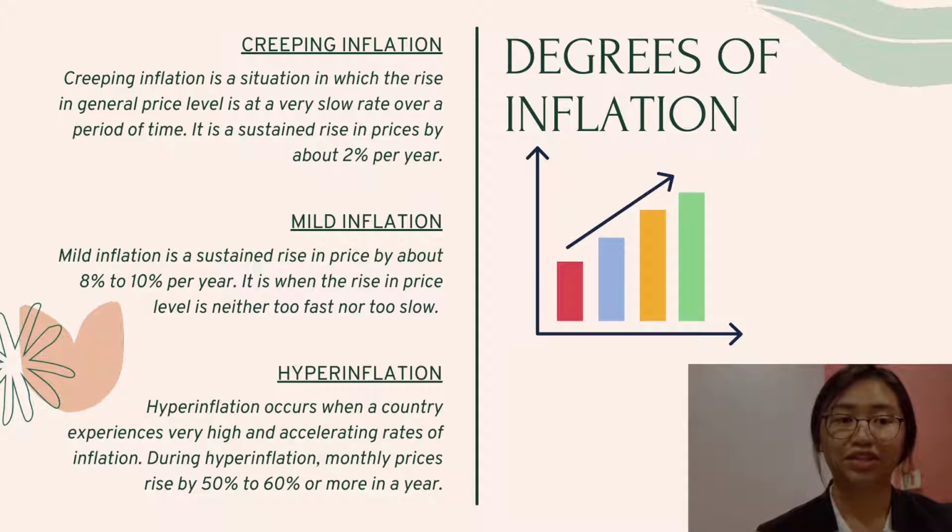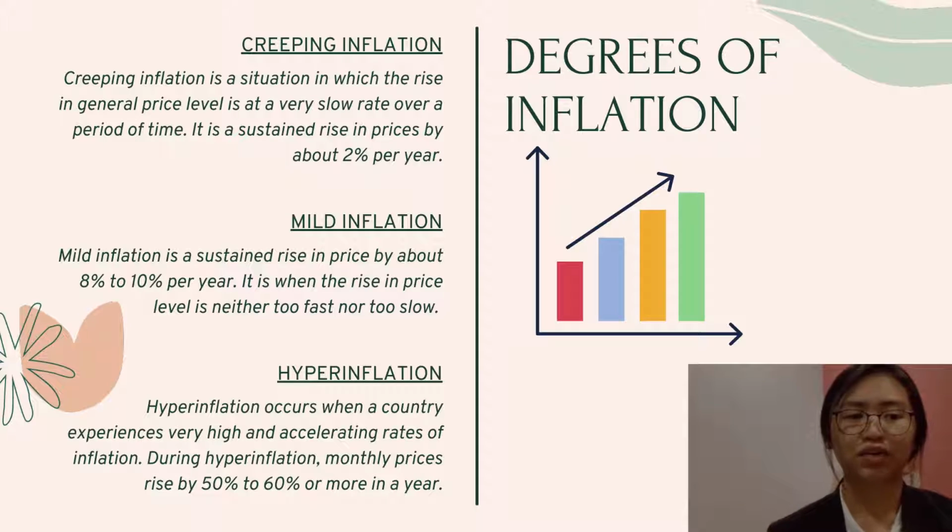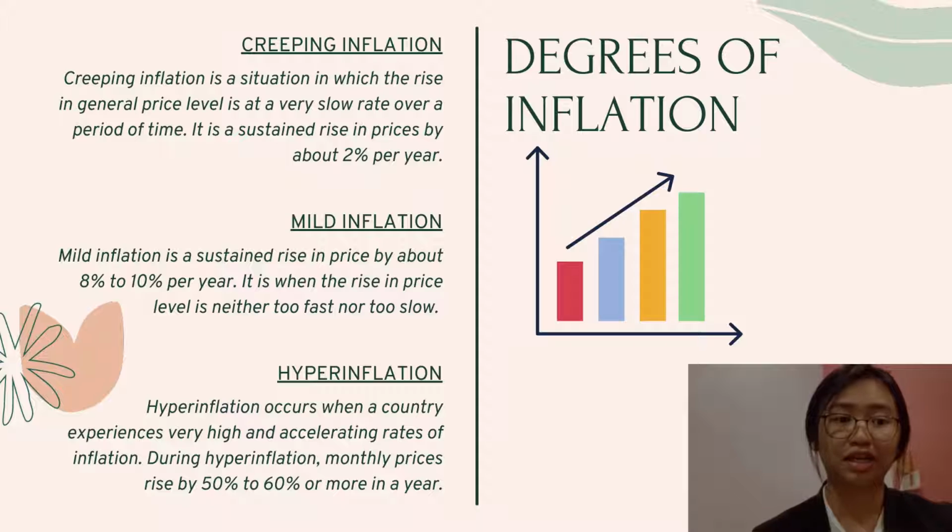Now, mild inflation is a sustained rise in price by about 8% to 10% per year. It is when the rise in price level is neither too fast nor too slow. Now, hyperinflation occurs when a country experiences very high and accelerating rates of inflation. During hyperinflation, monthly prices rise by 50% to 60% or even more per year.